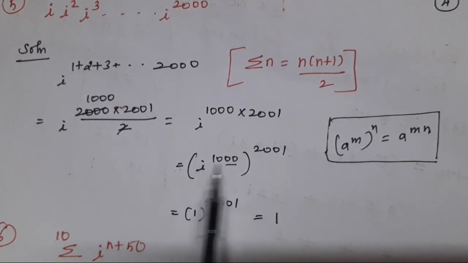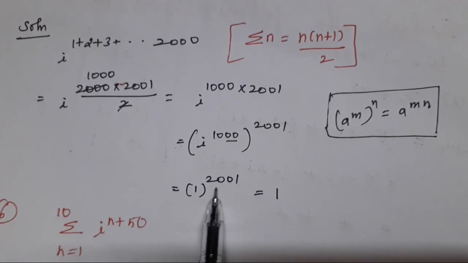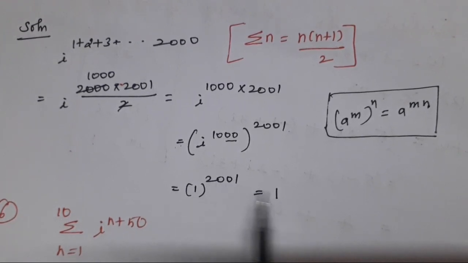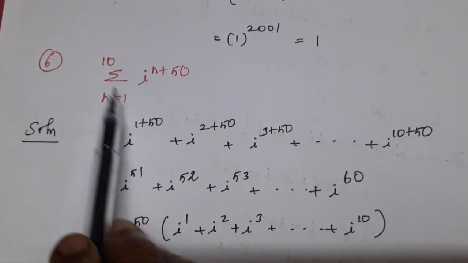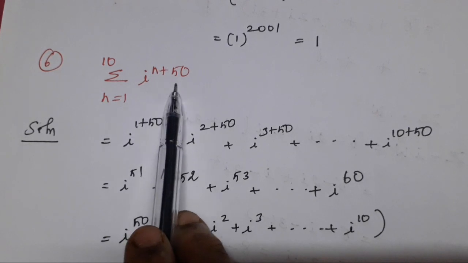I power 1000 is nothing but what? 1. I power 2000 is nothing but what? 1 power any number is what? 1 only. See the next sum, the sixth sum: summation of n equal to 1 to 10, i power n plus 50.